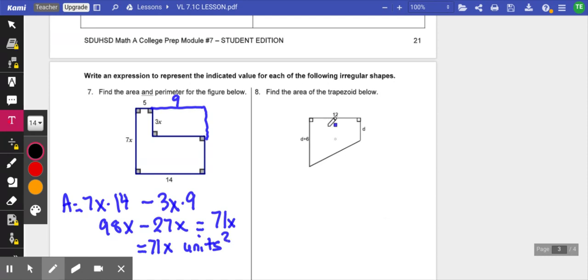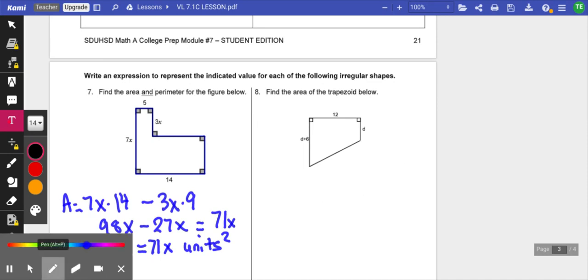All right, and then I'm going to erase here, and I'm going to do my perimeter. So for perimeter, I always want to go around the shape, start somewhere, and then work your way around. So I first look, I'm going to go 14, 7x, 5, 3x. This length is going to be 9 again. Over here, the whole thing was 7x. I'm cutting off 3x, so that makes this part 4x. So I went around the shape, and I had to find whatever missing length there was.